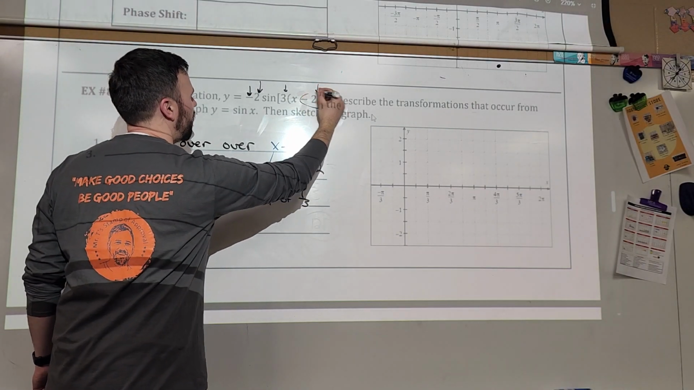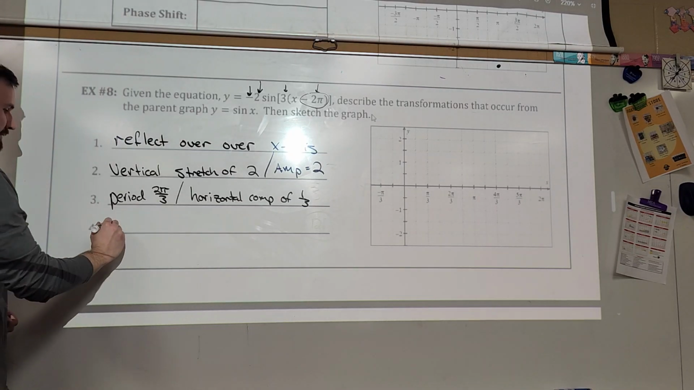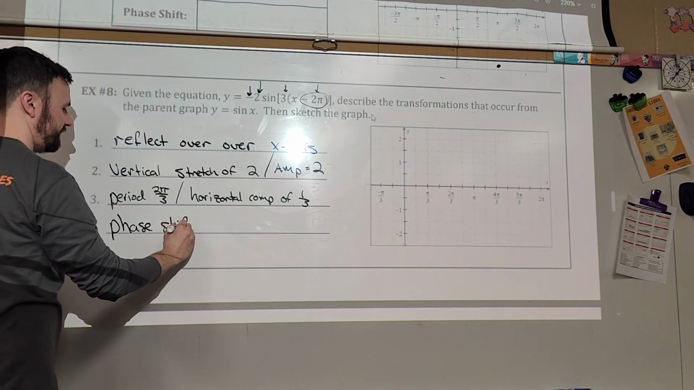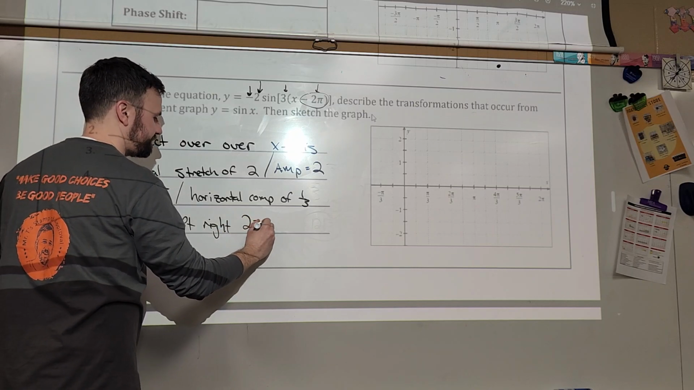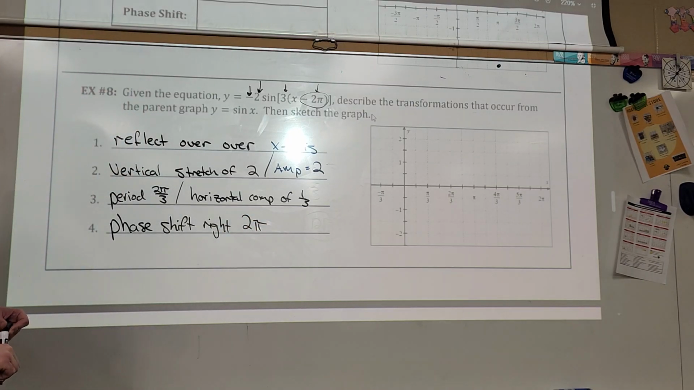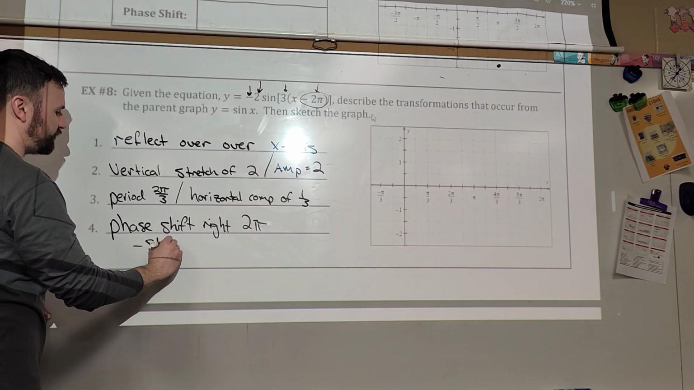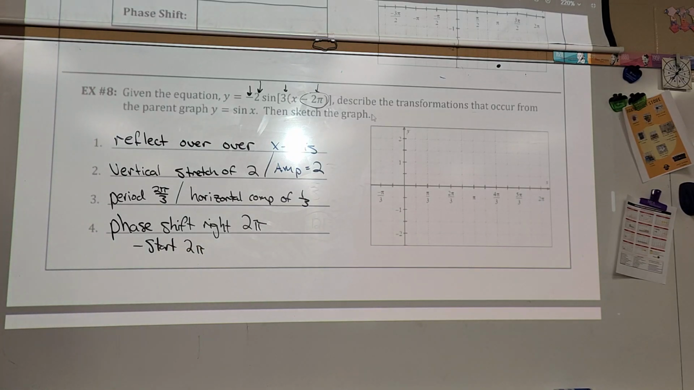What is that? What's that do? Phase shift of right 2 pi, right? What else does that tell me? What's going to be my starting point? I can start at 2 pi. Now that's going to be kind of wild. This one I might have to work backwards if I look at my graph, right? But we'll figure it out. You guys are smart. We got this. So let's graph it.